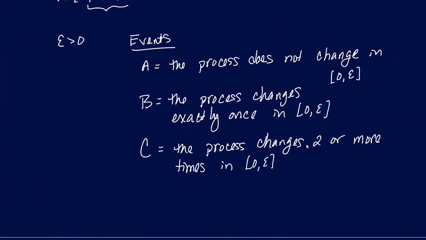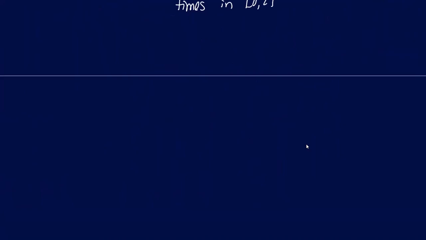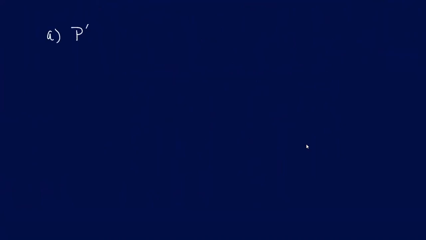Part A. We want to use the given information about the exponential inter-event time and the Taylor series expansion for e to show that a probability has a certain form. So in part A, we're looking at the probability that the event A happens, and this is the probability that the process is unchanged in the time interval 0 to epsilon.